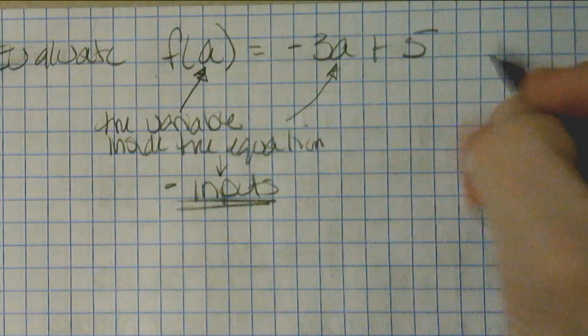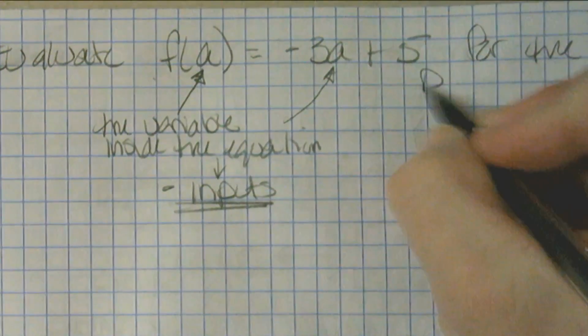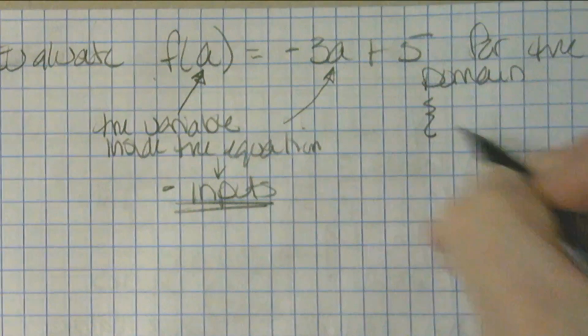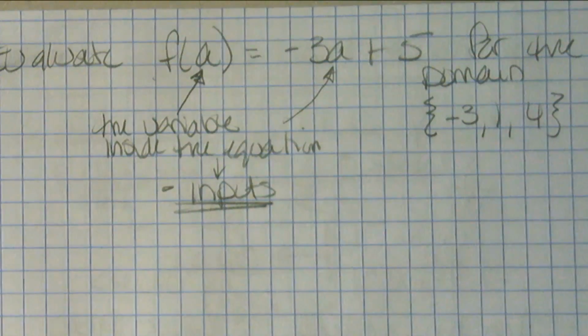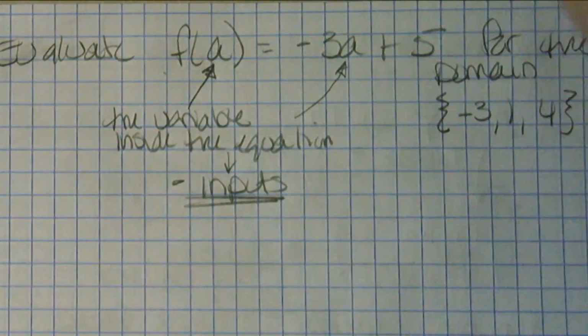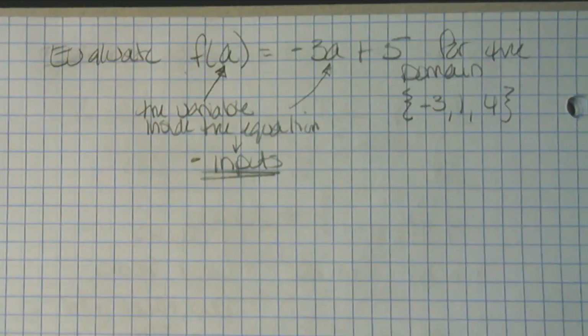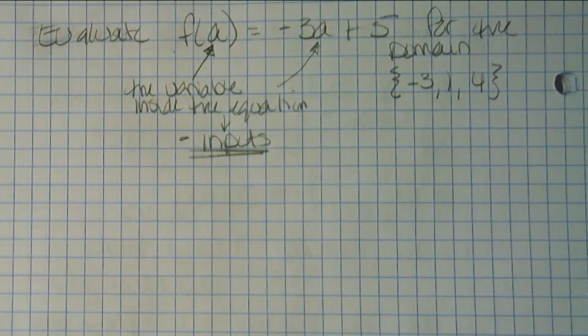And I want you to evaluate for the domain negative 3, 1, and 4. So I want you all to do this, please. You don't have to make a table, but I want you to evaluate that equation for those domain values. Remember, your domain are your inputs. Come on, you're doing this. Stop designing stuff and get going. So you're all doing this, please.